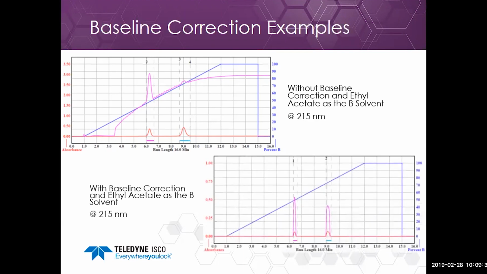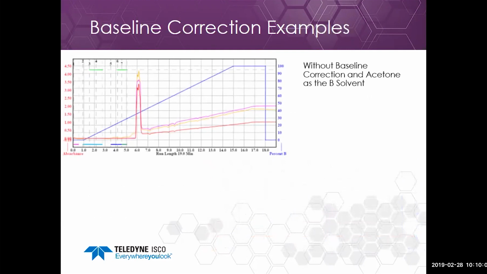If we enable the baseline correction, though, you can see that even monitoring at 215, the purple wavelength, it mitigates all the baseline drift upwards with the solvent, and you're able to get clean resolution between your peaks there. So we're able to see the sample still, even though the ethyl acetate is blocking it out, or drifting upwards with it, sorry.